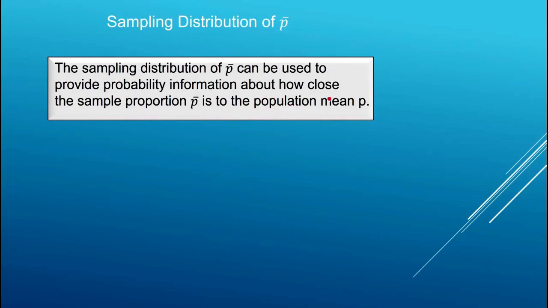The sampling distribution of p bar can be used to provide probability information about how close the sample proportion is to the population proportion. We're going to take a look at an application of both the sampling distribution of x bar and p bar in the second video lecture for chapter 7, which is uploaded at the same time that this video is uploaded.